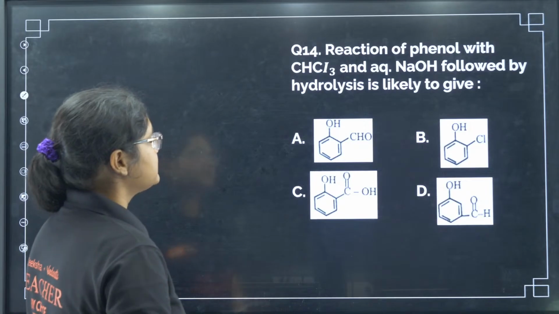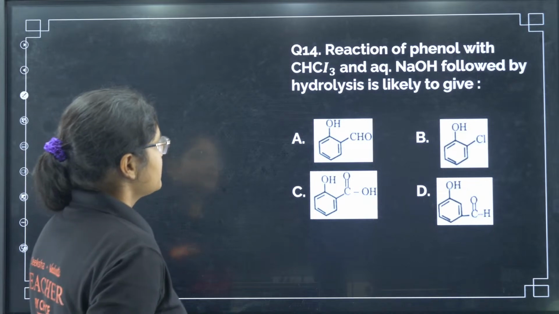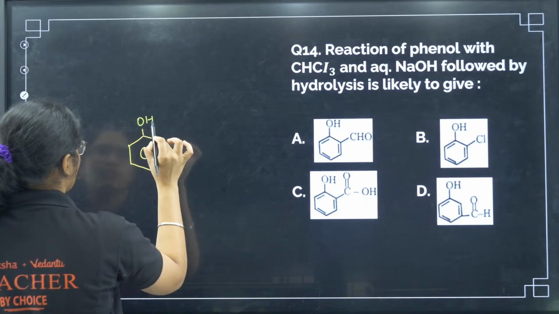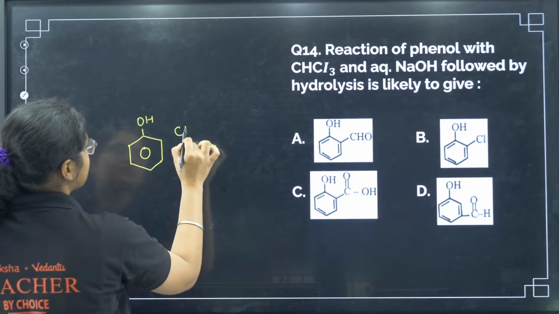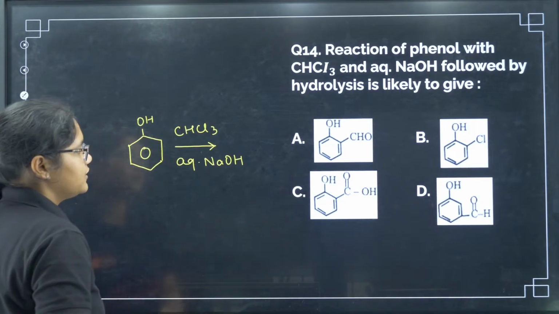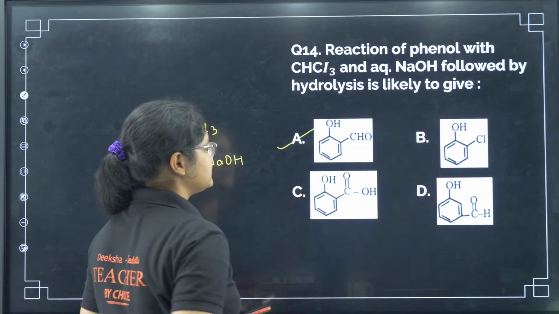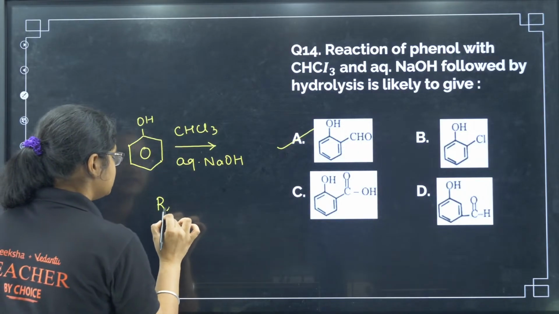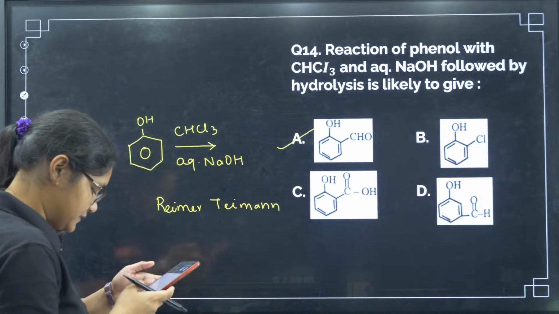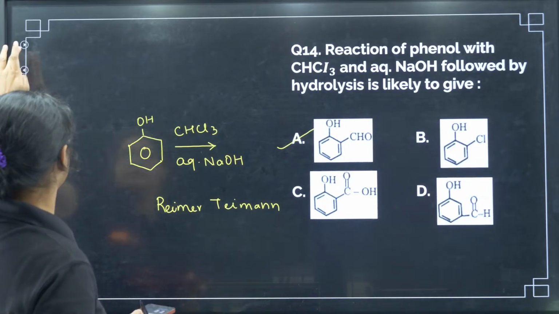Next, reaction of phenol with CHCl3 and aqueous NaOH followed by hydrolysis is likely to give you. So we have phenol, reaction of phenol with CHCl3 and aqueous NaOH. So which reaction is this, what is the name of this reaction and what will be the product here? Yes, I have already got the answer, salicylic aldehyde, and the name of this reaction is Reimer-Tiemann reaction, right? So that is your salicylic aldehyde. No, it is not Kolbe's reaction, it is Reimer-Tiemann reaction.